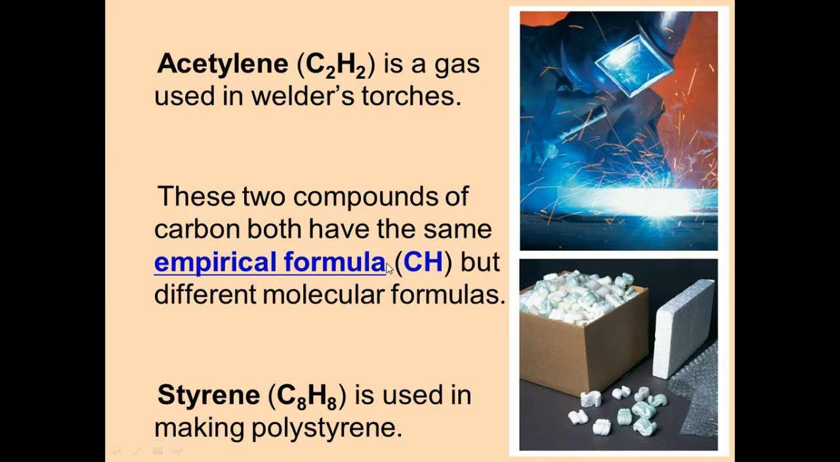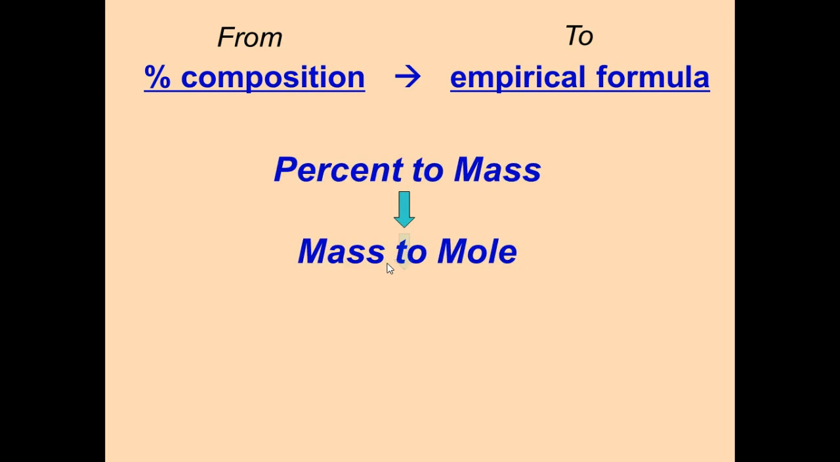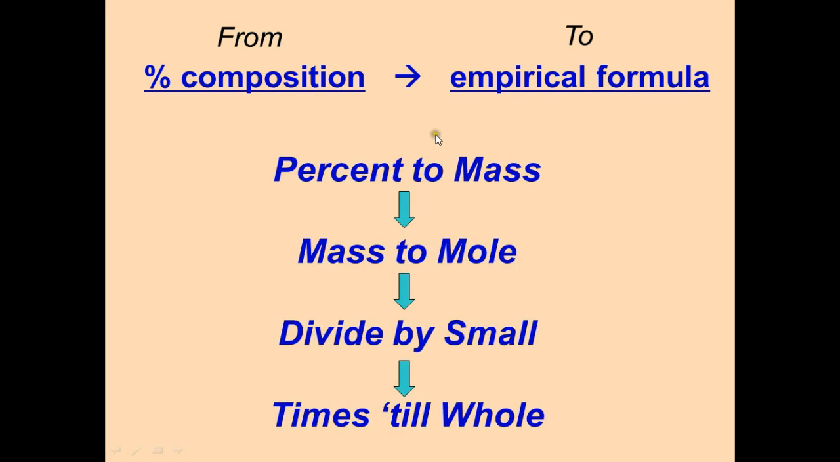And we're going to be talking about how to find empirical formulas from percent composition. And so here we have a cute little jingle, so sing along. Percent to mass, mass to mole, divide by small, times to whole. If you just remember this little jingle, it contains all the steps to get from percent composition to an empirical formula. So again, percent to mass, mass to mole, divide by small, times to whole.